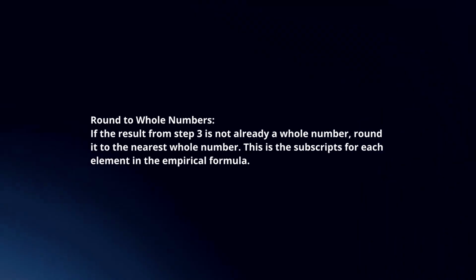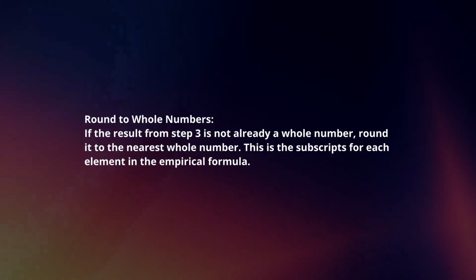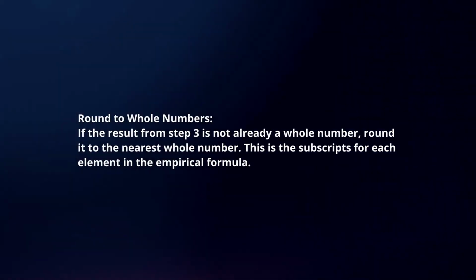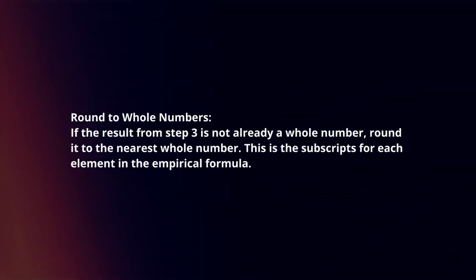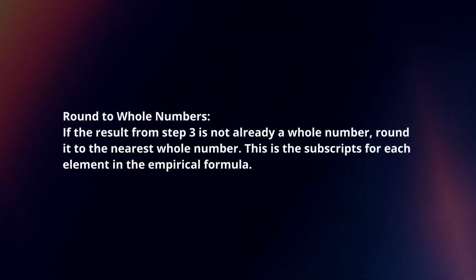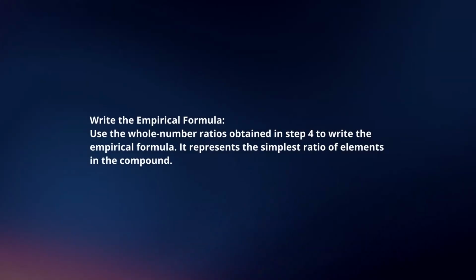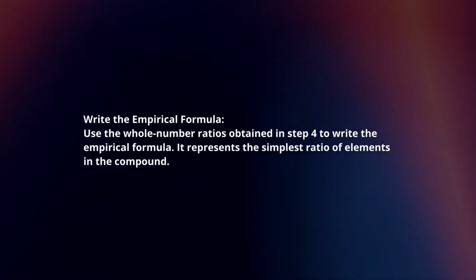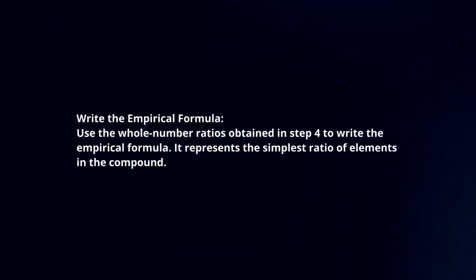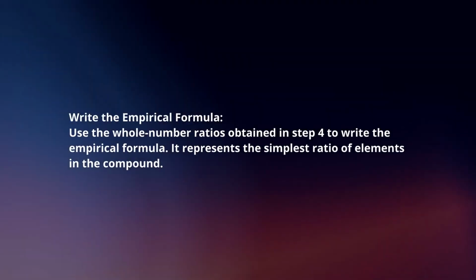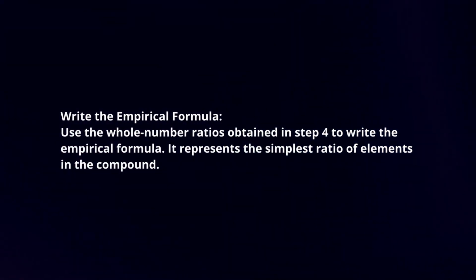Round to whole numbers. If the result from step 3 is not already a whole number, round it to the nearest whole number. These are the subscripts for each element in the empirical formula. Write the empirical formula. Use the whole number ratios obtained in step 4 to write the empirical formula. It represents the simplest ratio of elements in the compound.